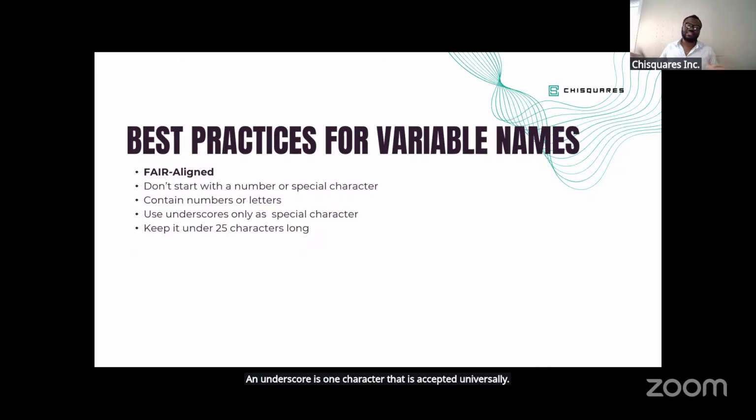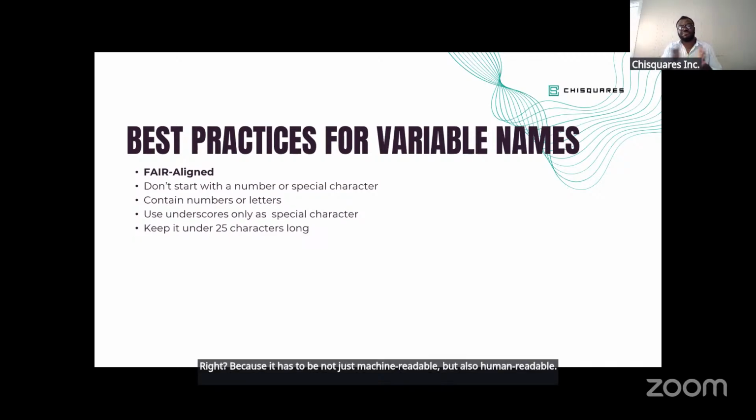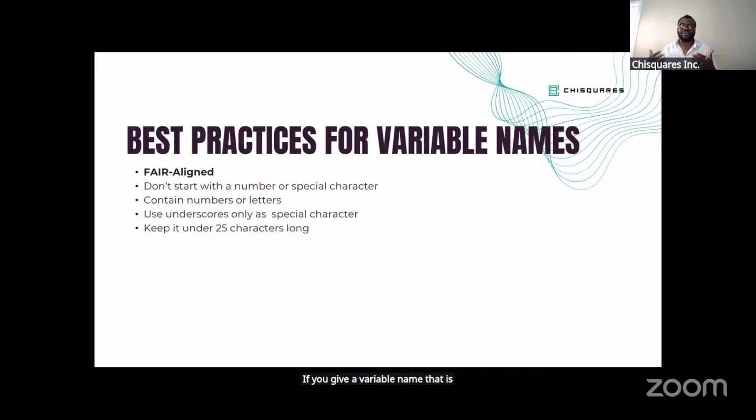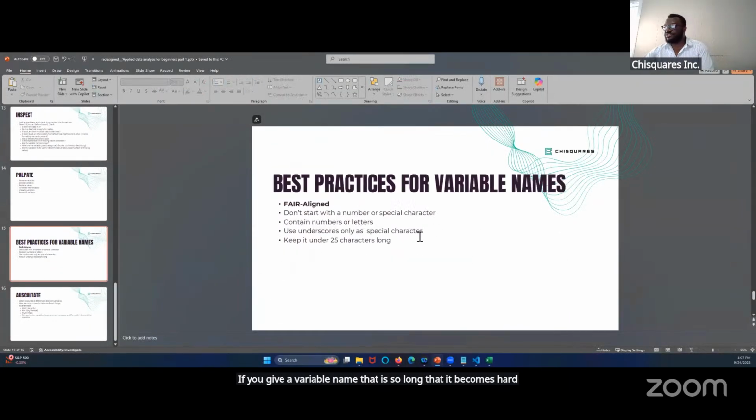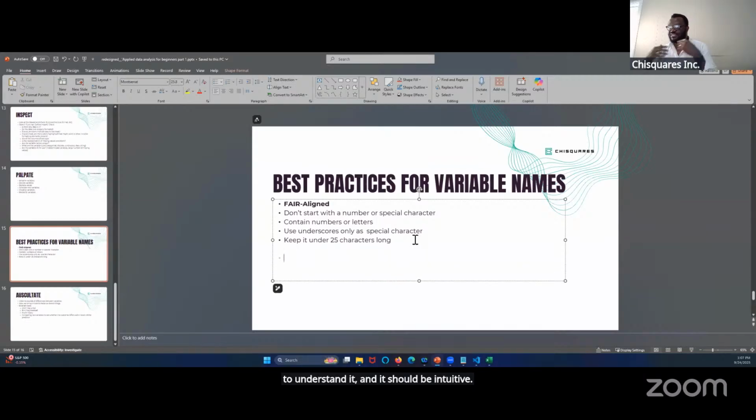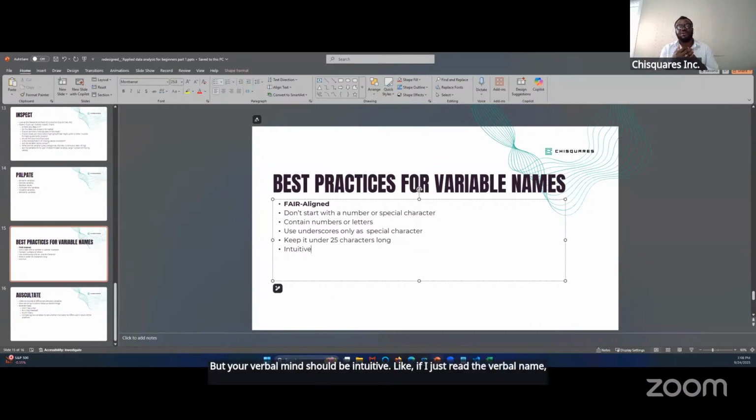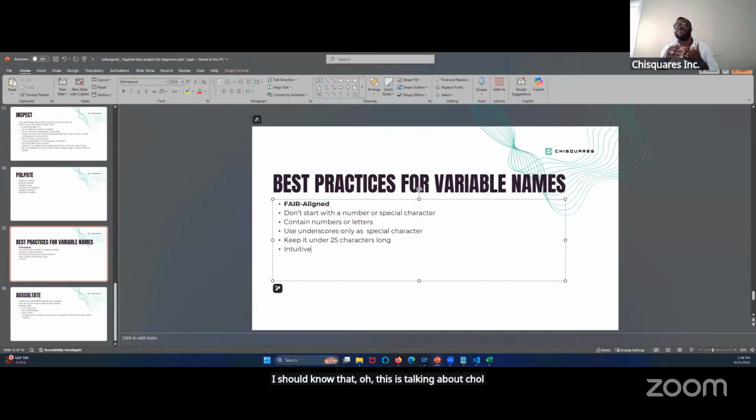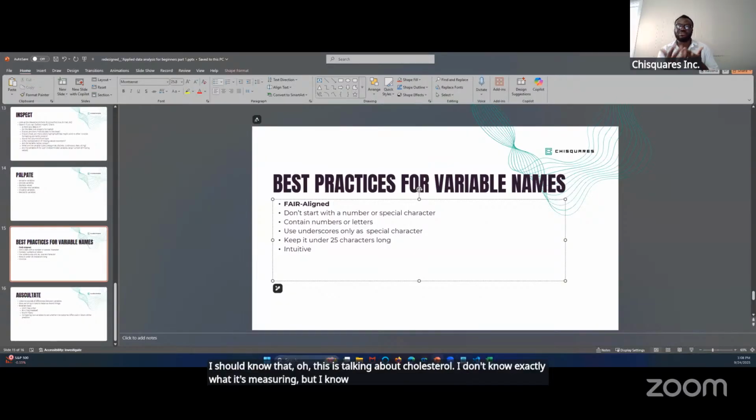Then don't make it too long, right? Because it has to be not just machine readable, but also human readable. If you give a variable name that is so long, then it becomes hard to understand, and it should be intuitive. Now, this is not a technical issue, but your variable name should be intuitive. If I just read the variable name, I should know that, oh, this is talking about cholesterol. I don't know exactly what it's measuring, but I know it has to do with cholesterol.